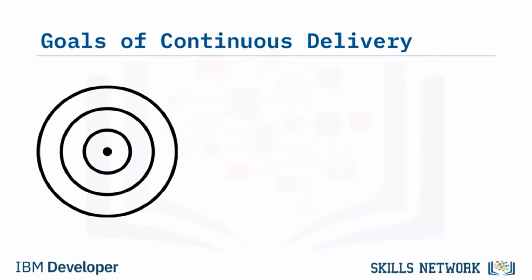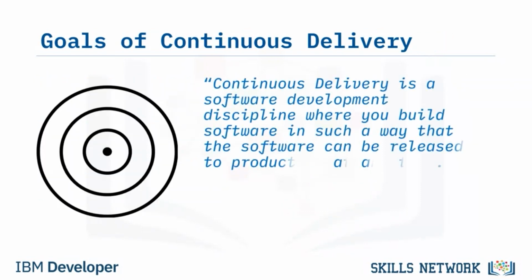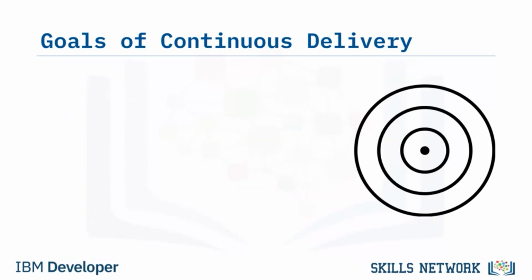So what are the goals of continuous delivery? Well, according to Martin Fowler, continuous delivery is a software development discipline where you build software in such a way that the software can be released to production at any time. Let's dig deeper into what that means.